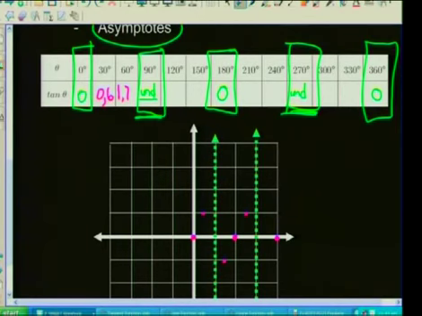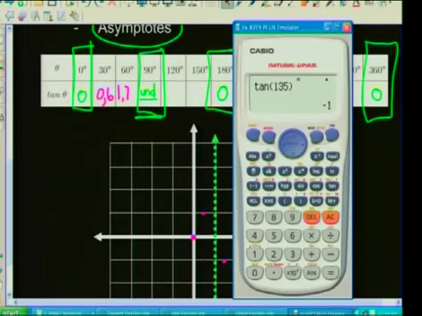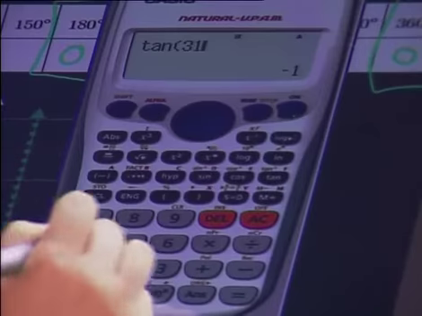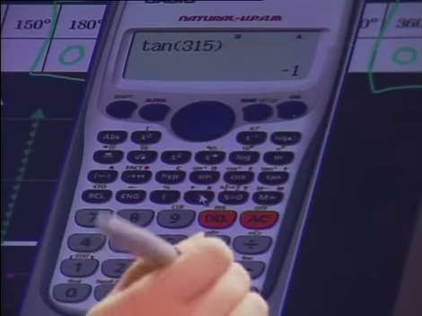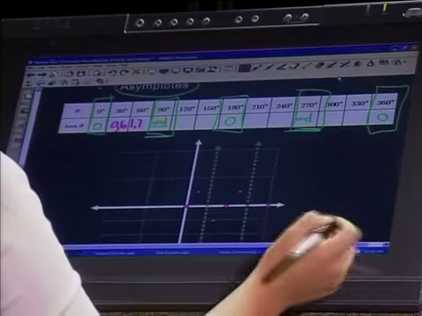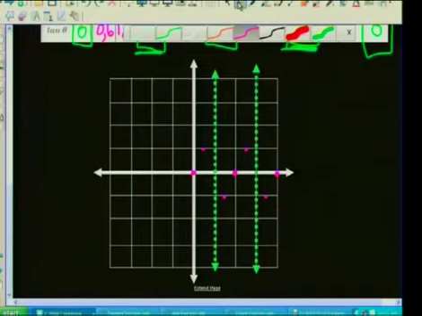And lastly, if we put halfway through there, it's 315. So let's have a look at the tangent of 315, and we get -1 as well. So we are at this point over here. Now it's a matter of joining the dots. But remember, you can't cross, and this is the shape that you're going to get.